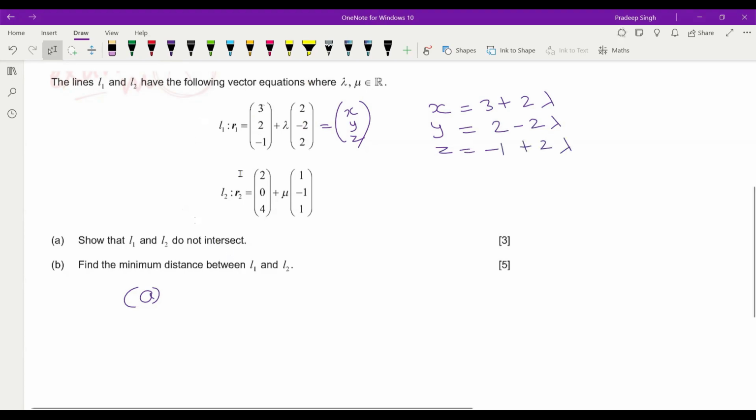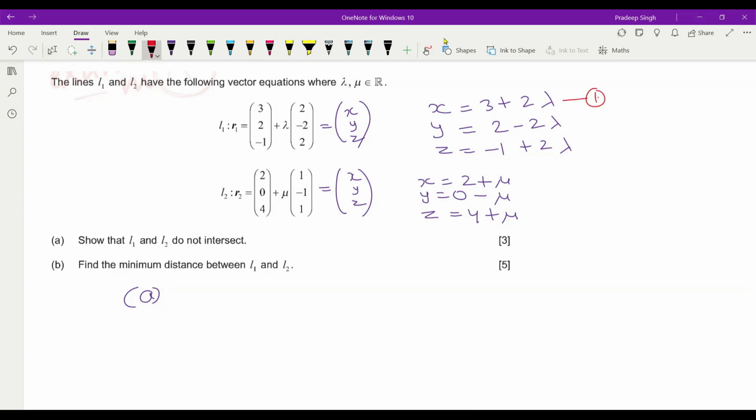We repeat the process for the second line L2. R2 is x, y, z. Let's equate the x, y, and z again. X will come out as 2 plus mu, y will be 0 minus mu, and z will be equal to 4 plus mu. So now we have six equations. Let's equate one by one. So let us start with the x equations.